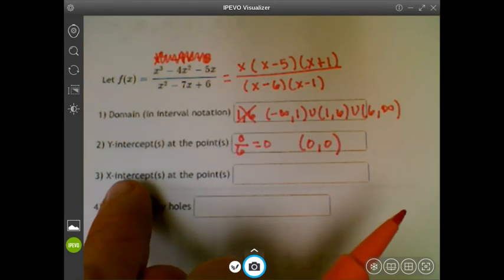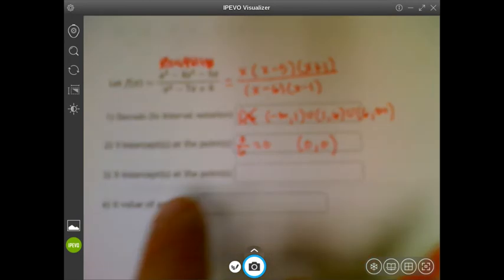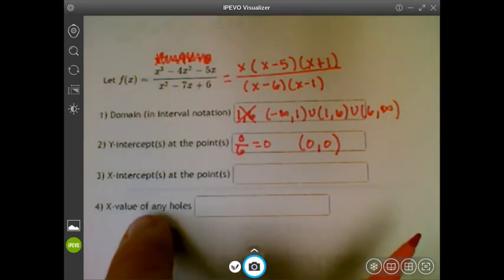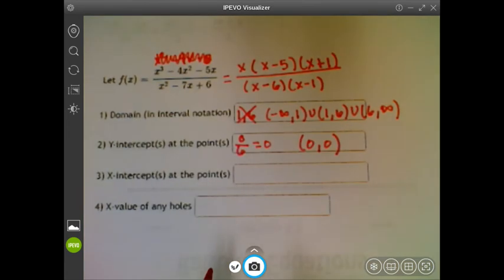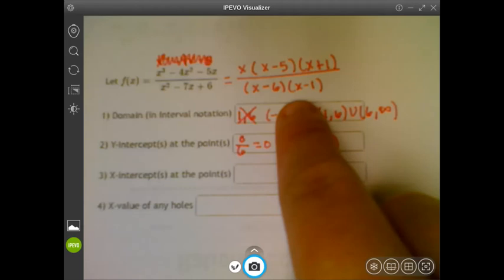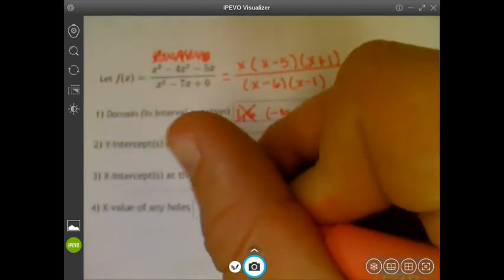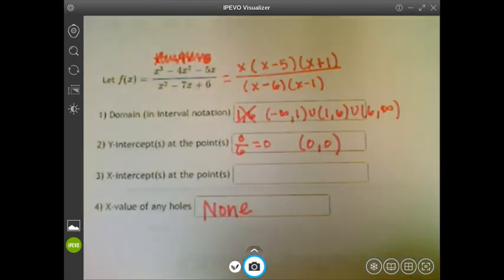All right, x-intercepts, holes, and on the next slide, the vertical asymptotes, those all go together. And like I said before, do the holes first. Are there any matches here? Are there any numbers that make both the top and the bottom equal to 0? And for that to happen, they have to have the same factors. And so there's no matching factors, which means that there's no holes.